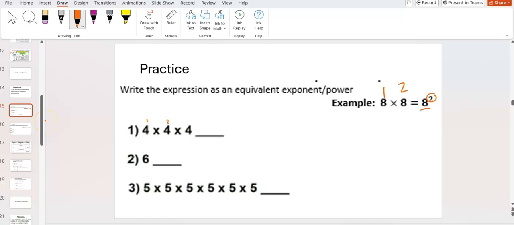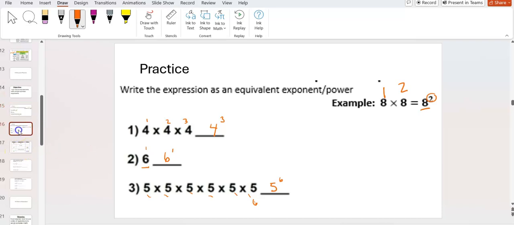I've got 1, 2, 3 4s. So my base is going to be 4 and my exponent is going to be 3. Here I have a singular 6, so my base is going to be 6 and my exponent will be 1. Over here, I've got 1, 2, 3, 4, 5, 6 5s. So my base will be 5 and my exponent will be 6. And that's the easy truth here.